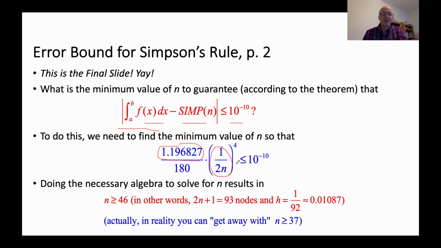What you should get is n needs to be at least 46, greater than or equal to 46, according to the theorem. That really means we have 93 nodes, and h is 1 over 92, which is about 1.01087. Now we can actually get away with a smaller value of n. We can actually get away with n equal to or greater than 37. Let's confirm these things with Mathematica as well.